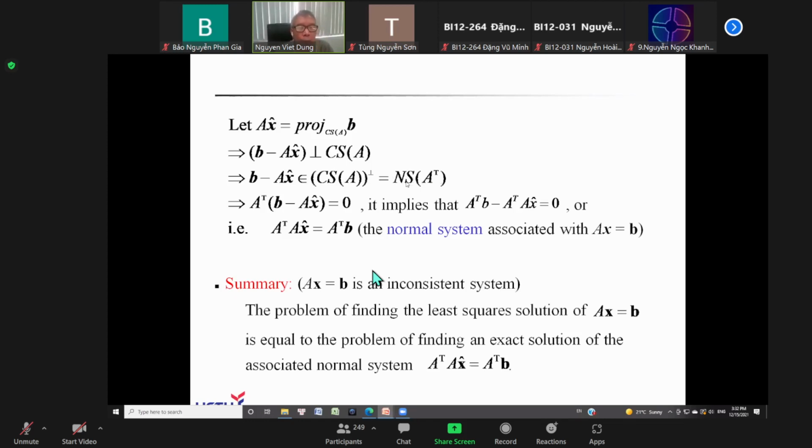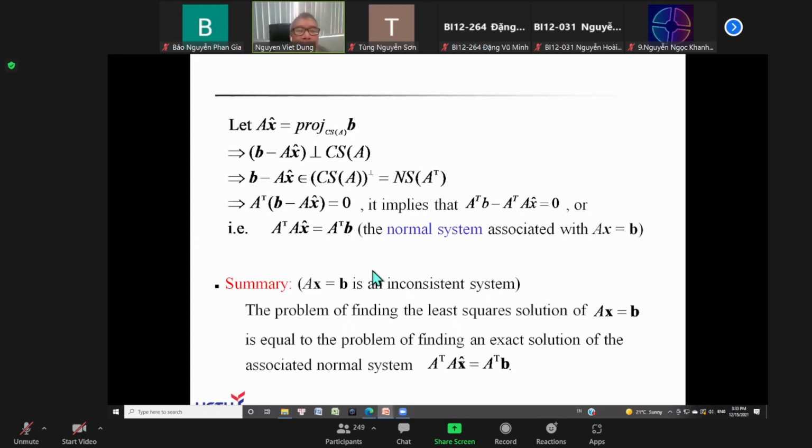Belonging to the left null space of A means that B minus AX hat is a solution of the system of linear equations with the matrix A transpose, or A^T multiplied by (B minus AX hat) equals 0. If we multiply them out, you get A^T B minus A^T A X hat equals 0. Or if you move that part to the right hand side, you get A^T A X hat equals A^T B.